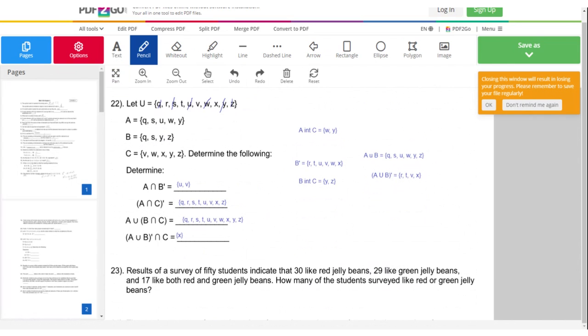I was comparing it to, and intersecting that with C. Oh, you know what? Intersecting with C. There's also a V there. Yeah, that's what I thought. Okay. So V and X. Making sure I was doing it right. Okay.